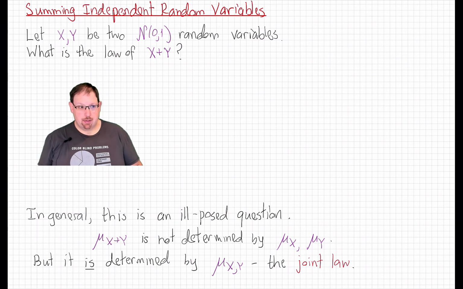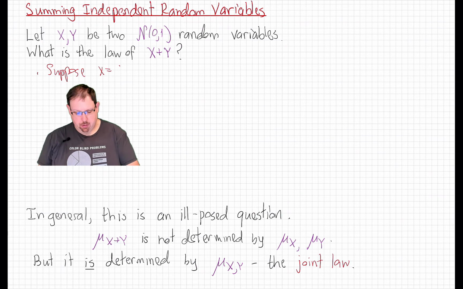Well, it turns out that this is an ill-posed question. There's just no way to answer it because there isn't enough information. Let's look at two ways to model what's stated in this problem. First, suppose that X and Y are equal. Then X and Y are two random variables with the same distribution, standard normal in this case. Then X plus Y is just 2X.